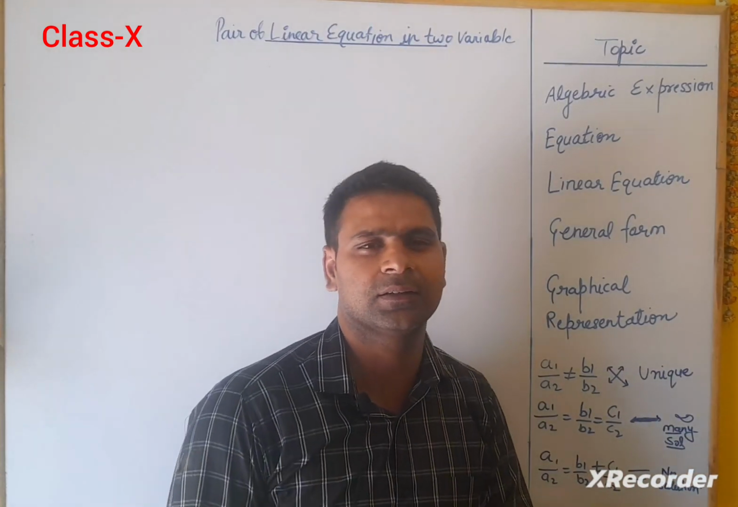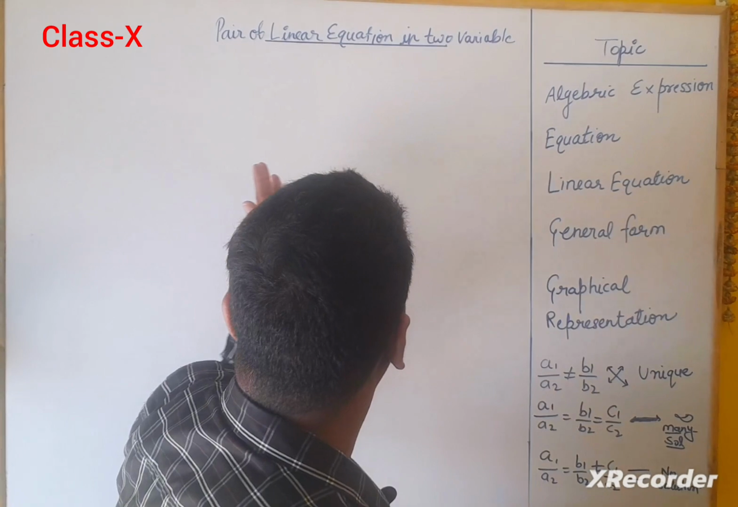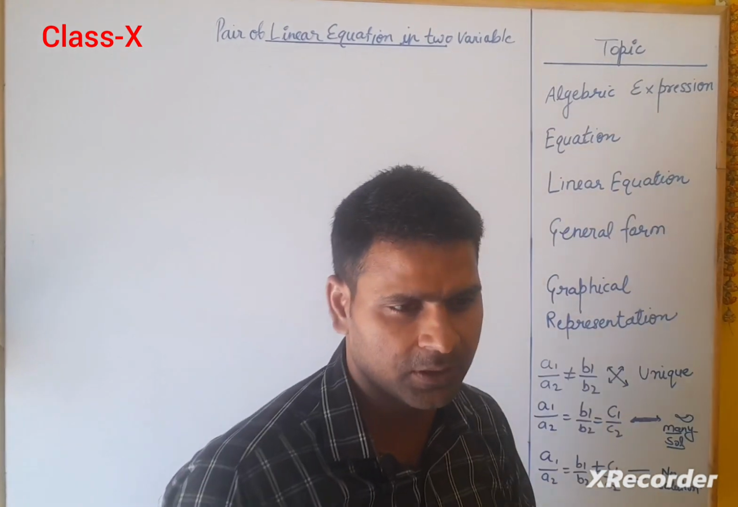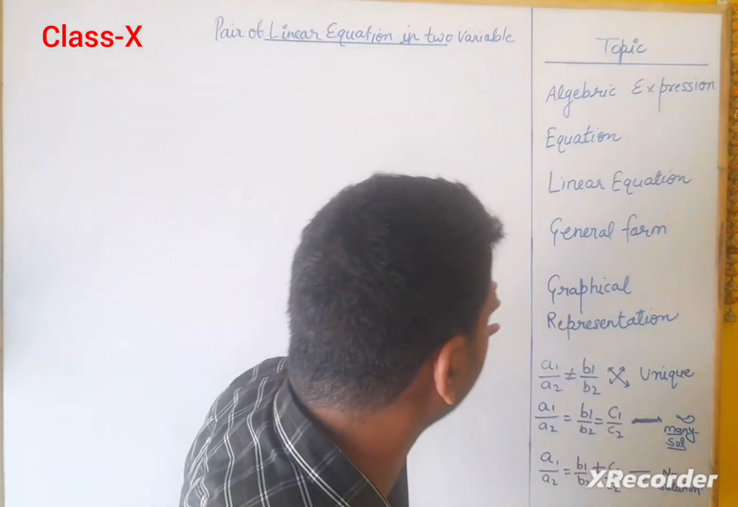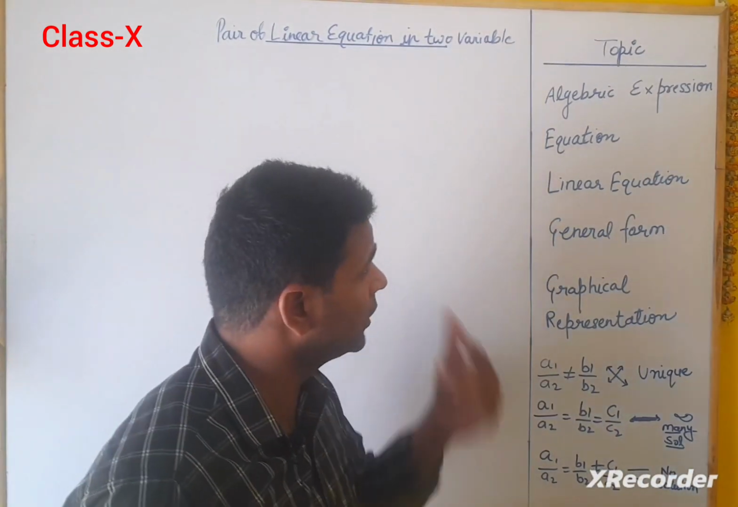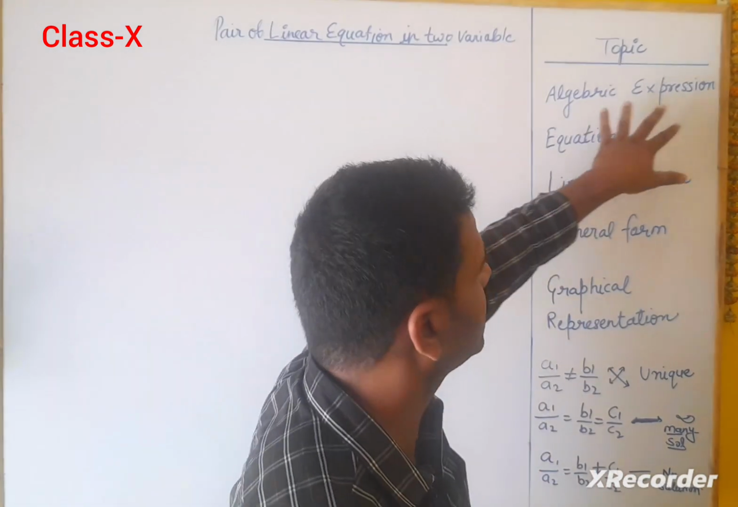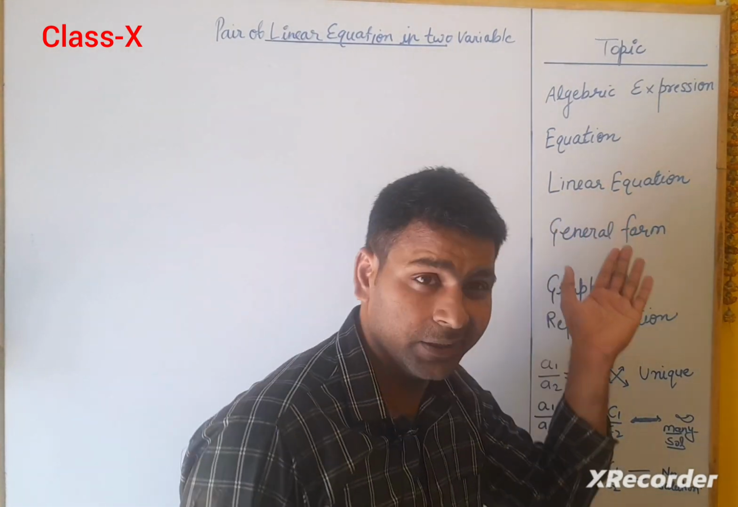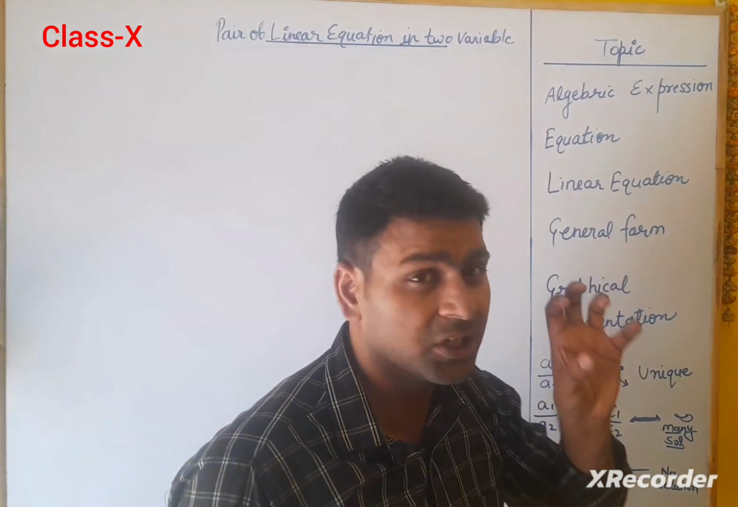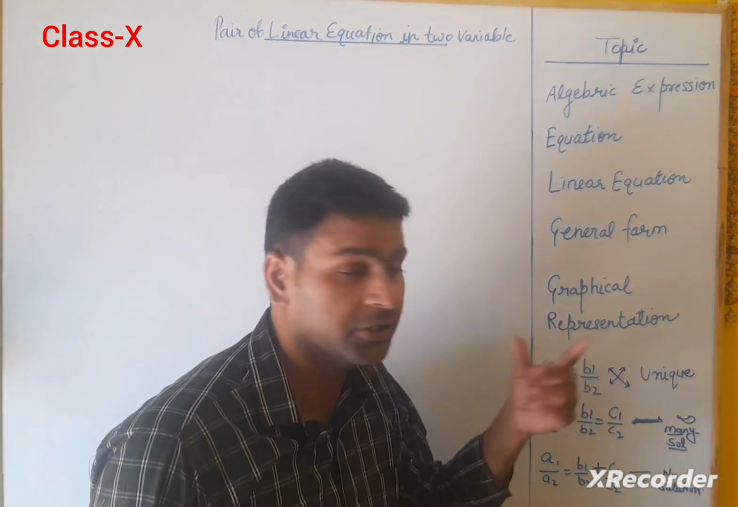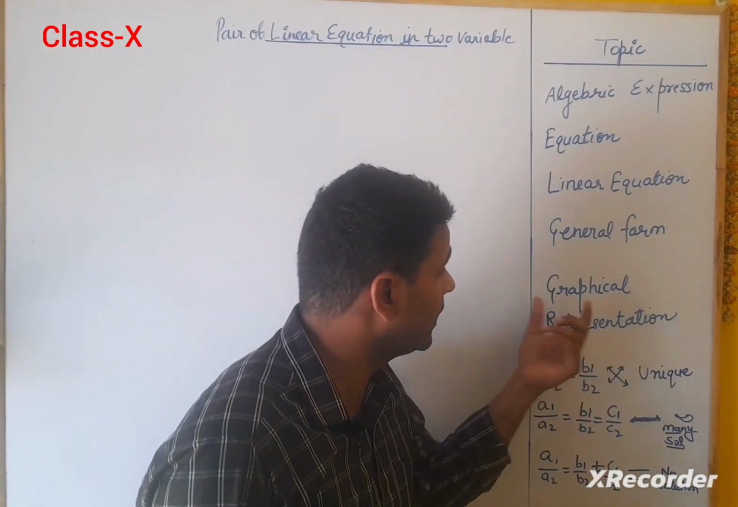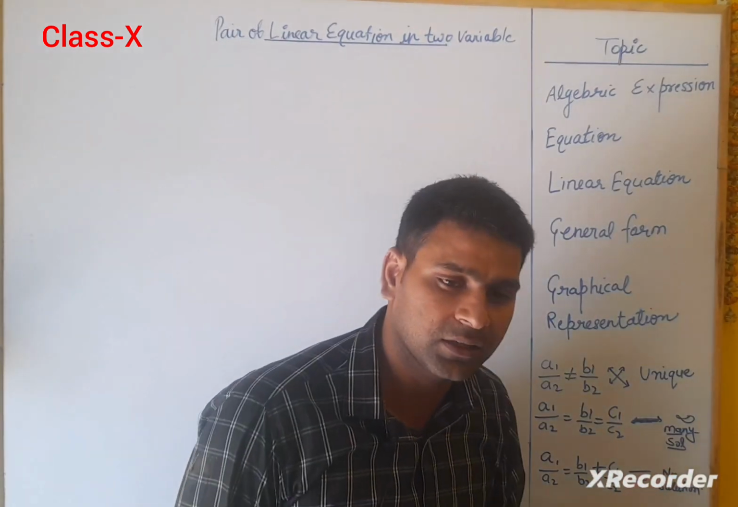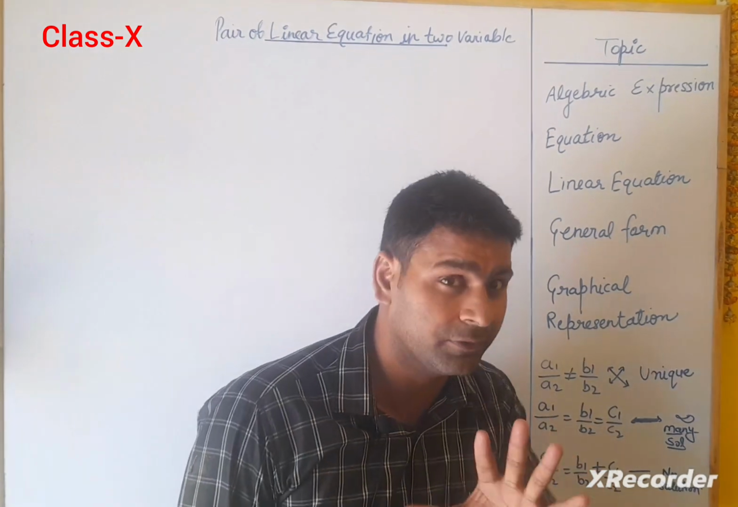So today I am going to talk about the chapter Pair of Linear Equations in Two Variables. That is a very important chapter because many questions come from it. Today we will talk about what an algebraic expression is, what an equation is, what linear equations are, and what the general form of a pair of linear equations in two variables is. After that we will discuss the graphical representation: if two linear equations are there, how can we represent them on the graph.